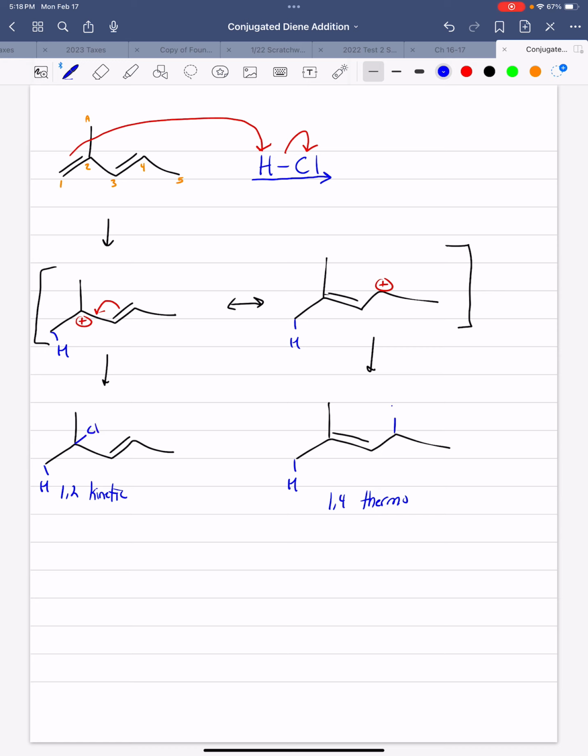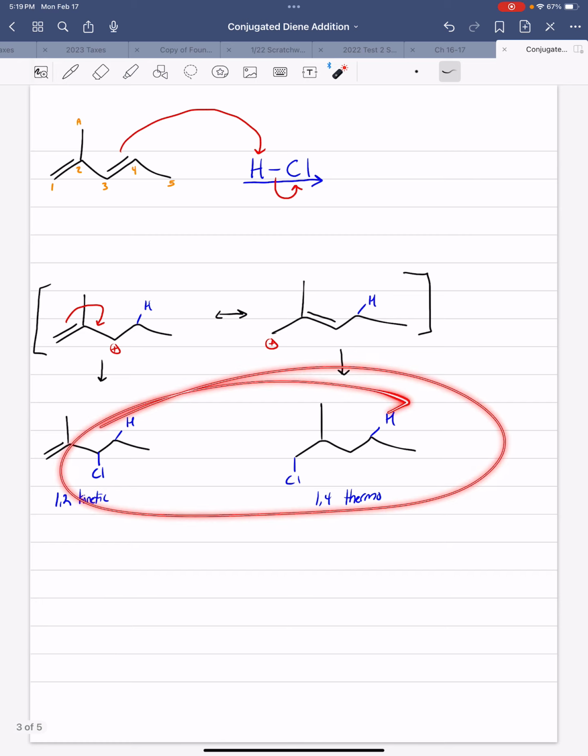And again, we're going to ignore chirality for now. So in this particular case, this is going to be our 1,2 kinetic because the blue H and the Cl are right next to each other. And this is going to be your 1,4 thermo because they are a few positions apart. Now, usually you'll have some kind of questions involving stability. So we kind of have 4 total products in 2 sets of 2. This will be one set of products. This will be the other set of products.